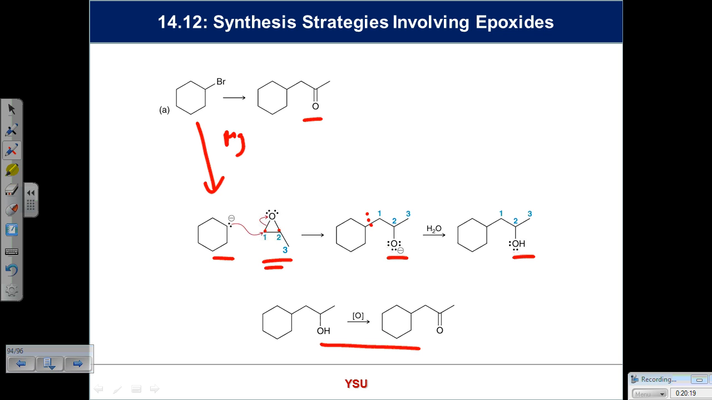Sodium dichromate with sulfuric acid, because you don't have to worry about overoxidation because secondary alcohols stop at the ketone. Anything else you can use? PCC or PDC, whatever you've got available. And that gives you that carbonyl in very high yield.